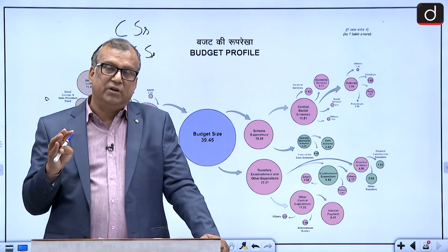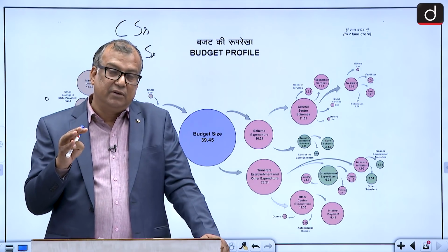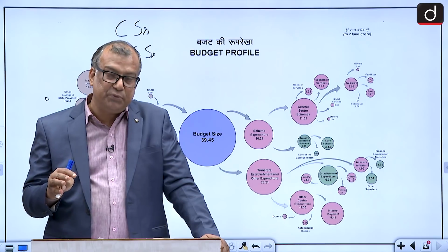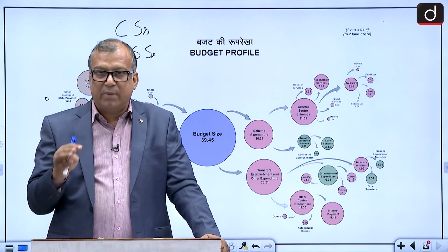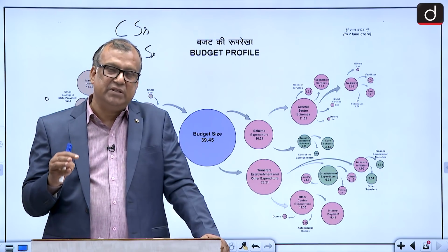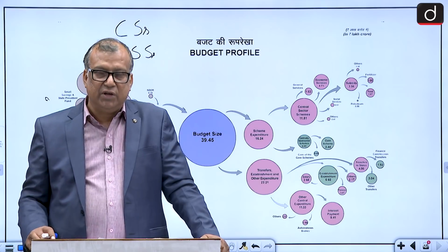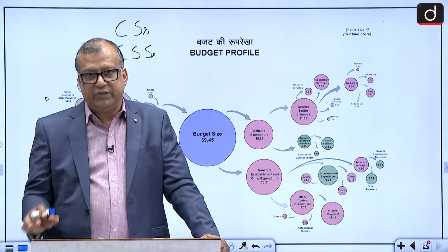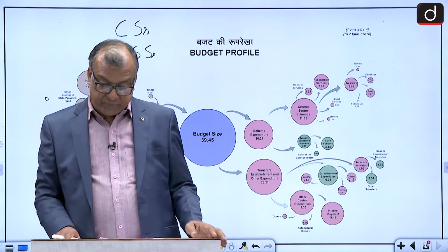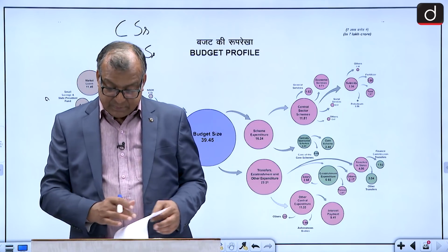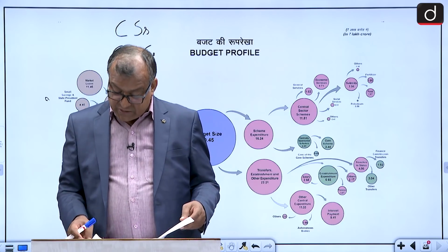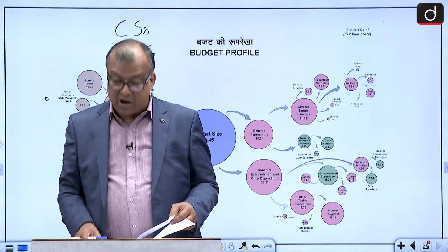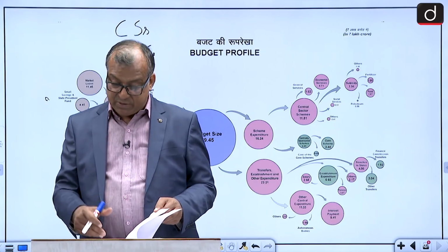One umbrella program is for vulnerable groups, another is for minorities, the third is for STs, and the fourth is for SCs. These 6 programs have been declared as core of the core schemes. But overall, the budget document mentions 130 schemes.